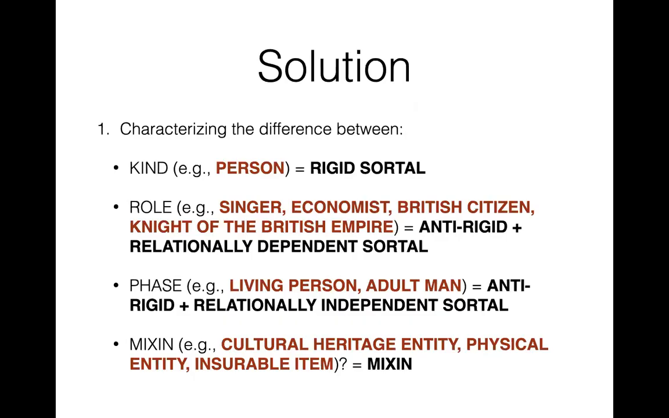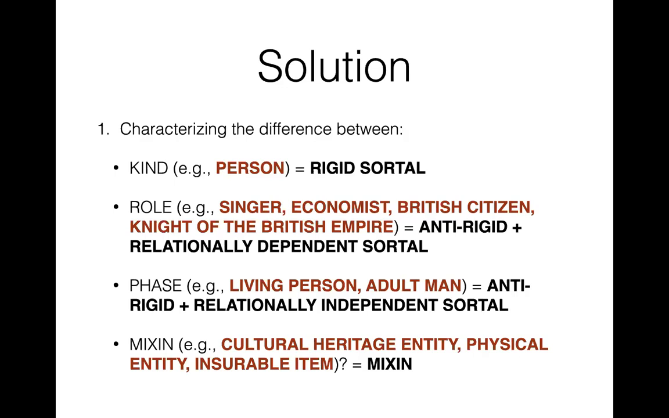So this approach will give me a number of methodological guidelines for deciding, given my conceptualization, how each of these things should be modeled, right? So for example, if I think that person is something that is rigid and is a sortal that provides a principle of identity which is uniform for their instances, I model this as a kind. If I take that singer, economist, British citizen, knight of the British Empire are dynamic, classify things of a unique kind, namely person, and are relational, I will model this as roles.